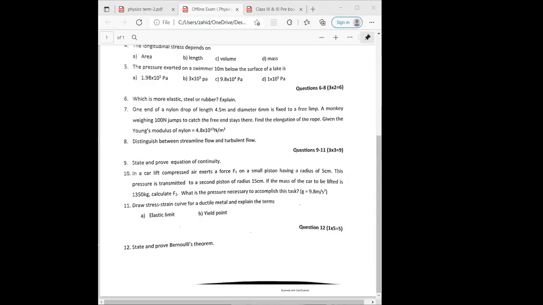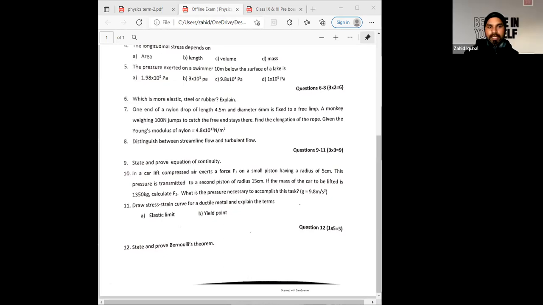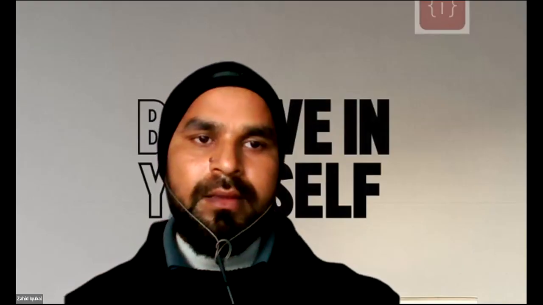Let's see question number 10, first part of it. A car lift, compressed air exerts a force F1 on a smaller piston, having radius 5 cm, and pressure at the other end, second radius, 15 cm. If the mass of car to be lifted is 1350 kg, find F1. So use the above relation and try to solve F1 related to that part. You'll get your answer. Abhinav, is it clear? Yes, sir. Clear, sir.